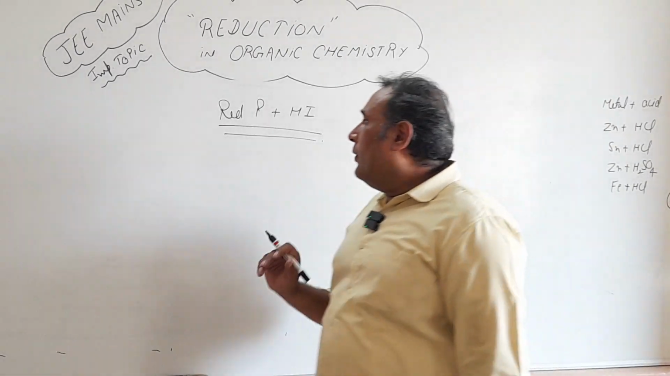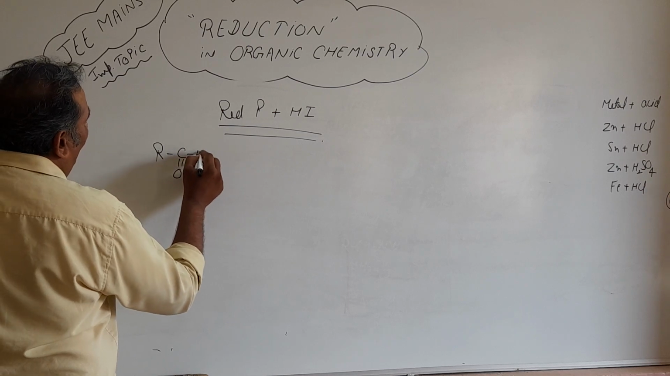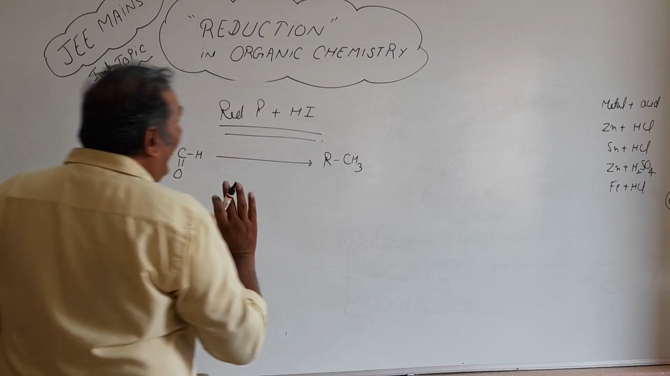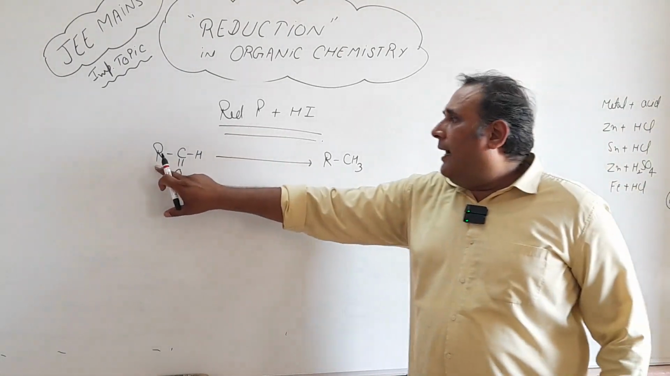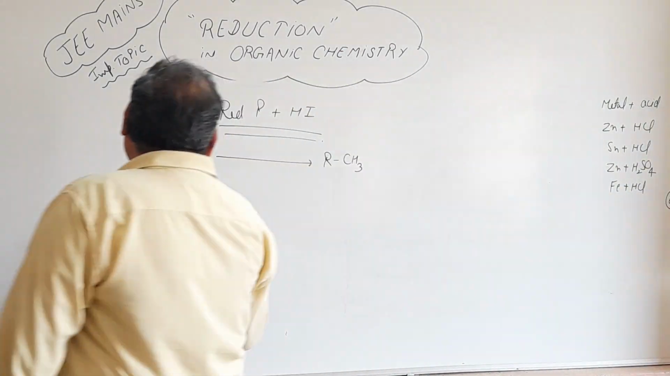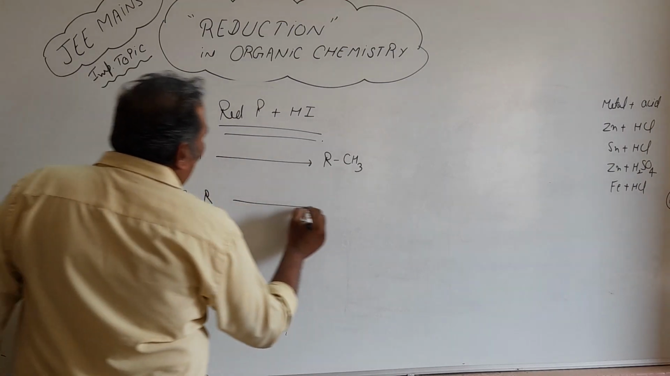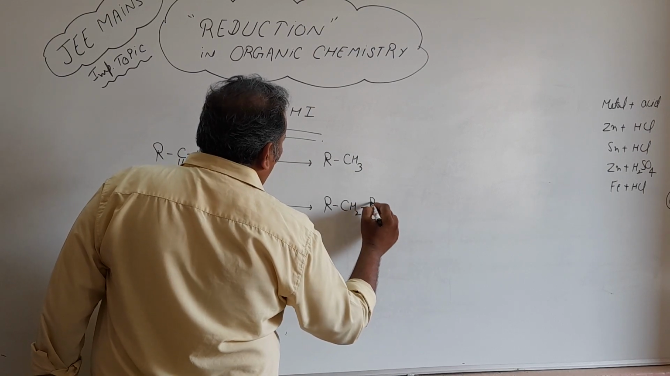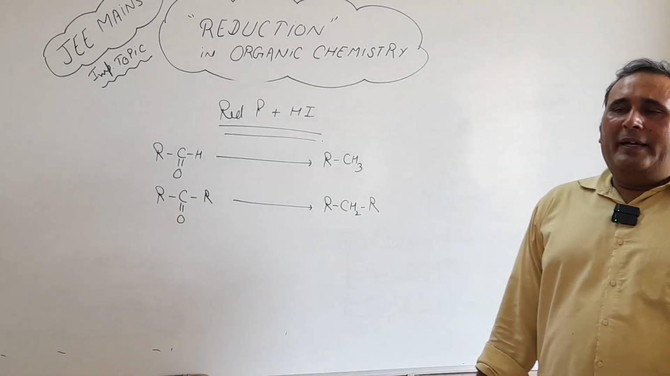You can observe. For example, if we are starting from aldehydes, aldehydes get converted into alkane. We have to focus that the number of carbons is the same, R plus 1 carbon. If we are using ketone, again we will get alkane. The number of carbons should be the same, 2R plus 1C.